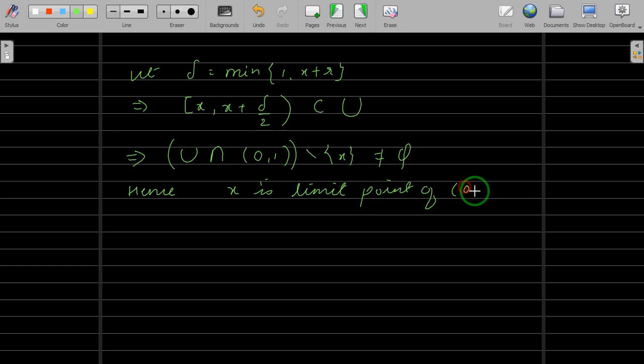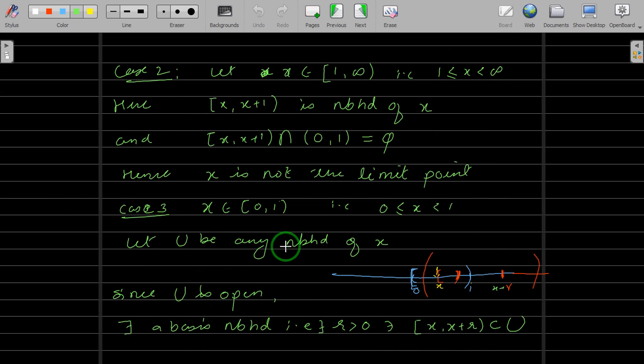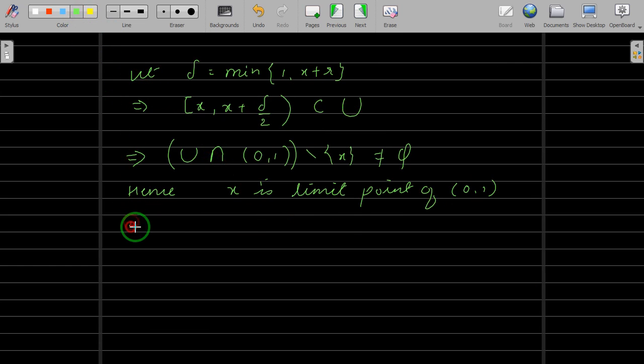of (0, 1), and this will exhaust all your cases, because in your first case you have taken all the points from minus infinity to 0, then in the second case you have taken 1 included to infinity, and then in the third case you have taken the closed interval, let me write it properly, closed interval 0, open interval 1, and that will take care of all the real numbers. And we notice that the only limit points are the points in between this set, and hence, therefore, the derived set of open interval (0, 1) in R with lower limit topology is [0, 1).